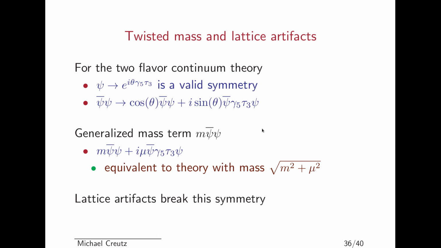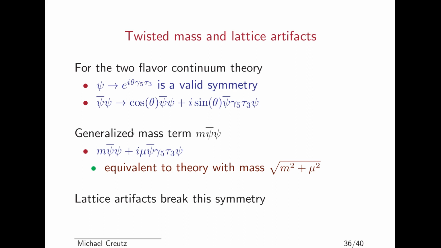All right, so now I'm going to jump on to something called twisted mass. I'll do this very briefly, so you guys that are interested in it can go play with it. For the continuum theory, for the 2 flavors, there is this exact flavored chiral symmetry. You can multiply psi by e to the I theta gamma 5 tau 3, which is what mixes the sigma and the pi we talked about before.